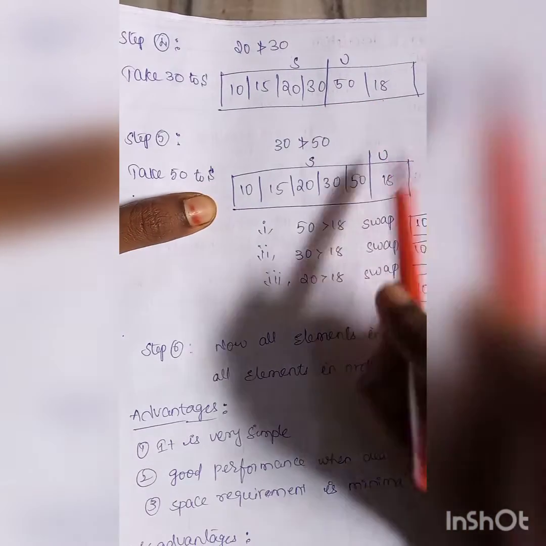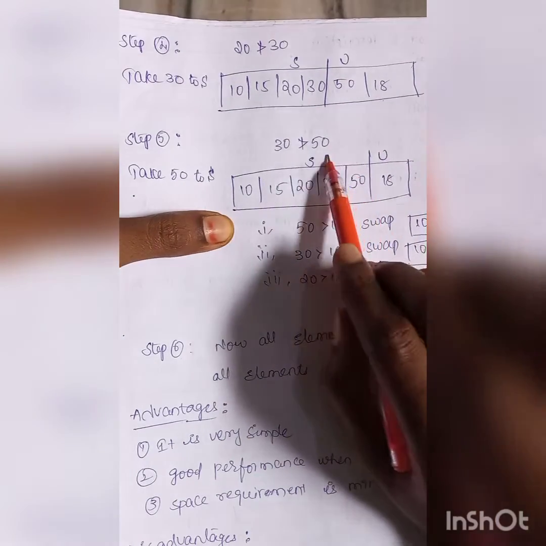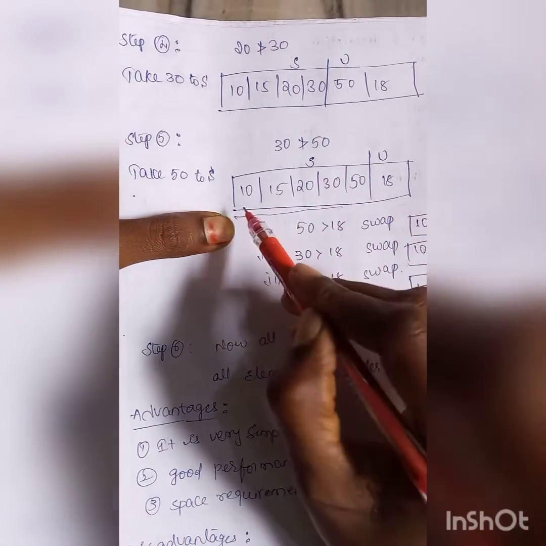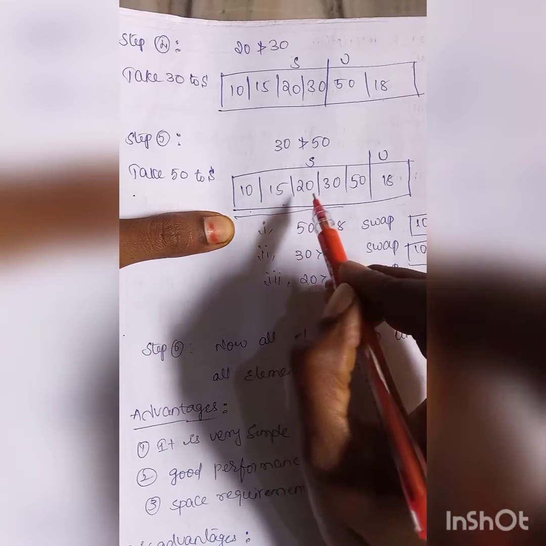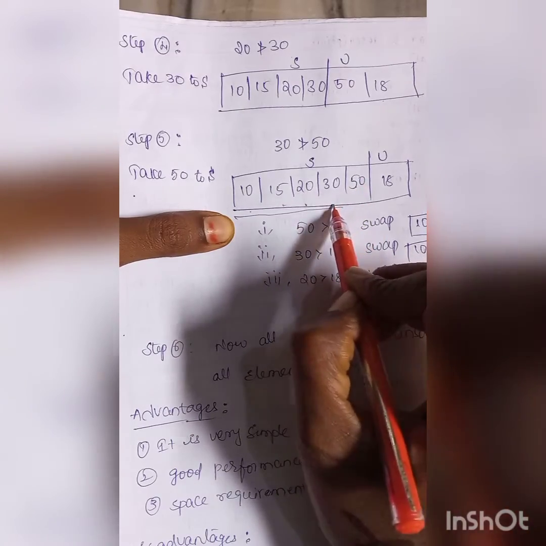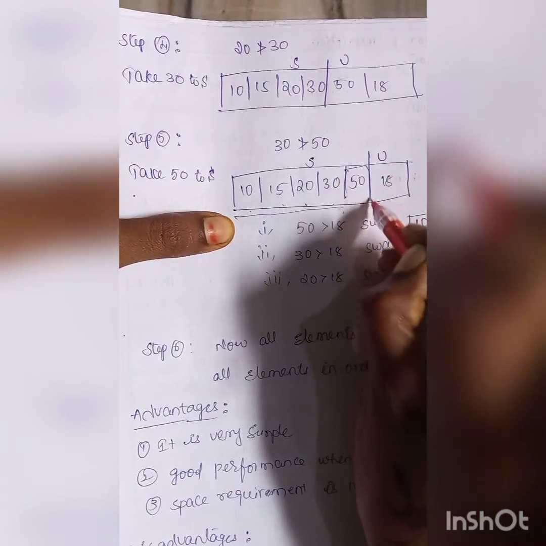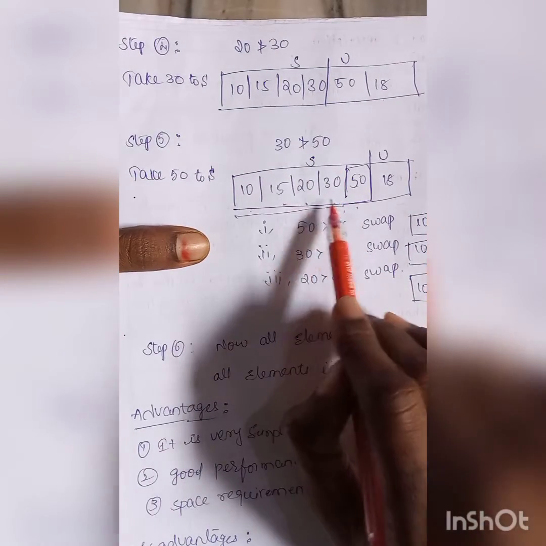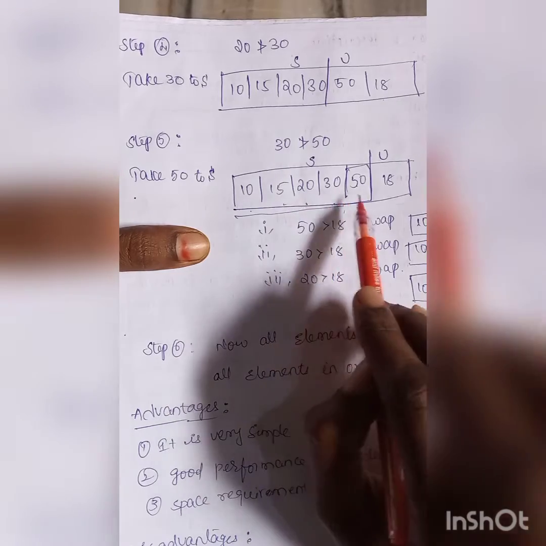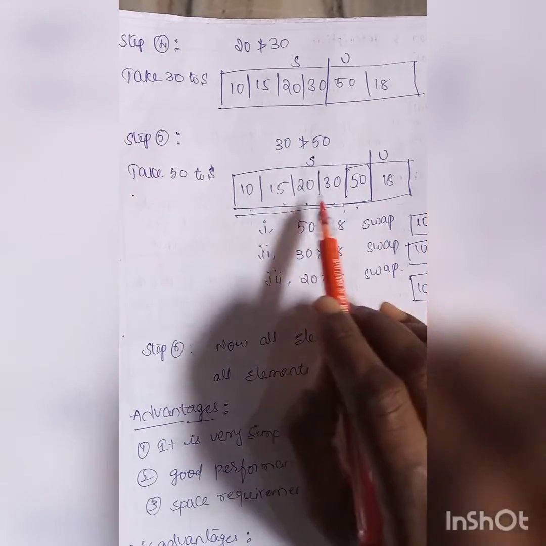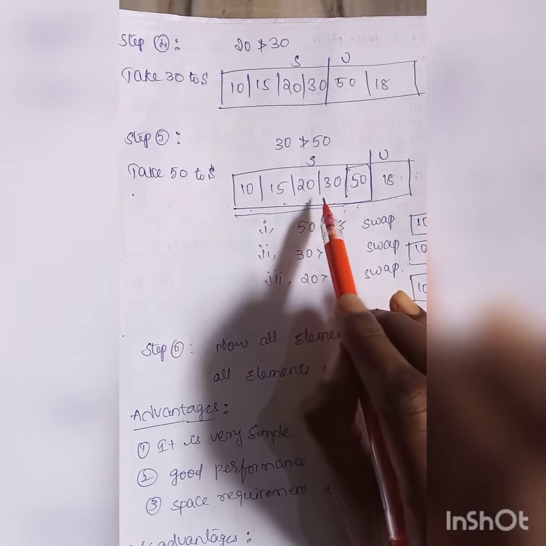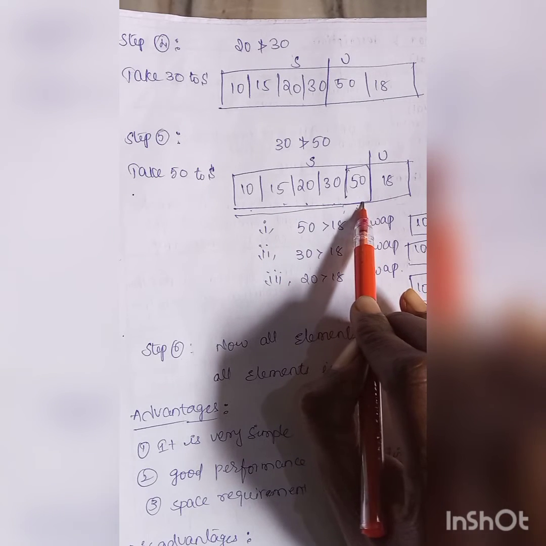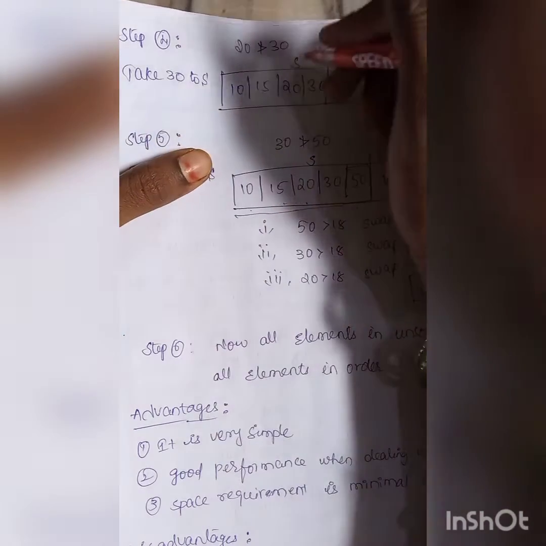Now next, take 50 to the sorted part. Now compare this 50 with the available elements of the sorted part. This 50 is not smaller than 10, 15, 20 or 30. So you must add 50 at the last. If the condition is satisfied, that is, if the sorted list elements are greater than the new element, only then do you swap. If the sorted list elements are smaller than the new element, you are not supposed to swap. Clear? Understood? So how should the sorted place be?